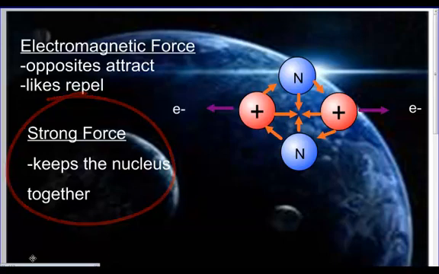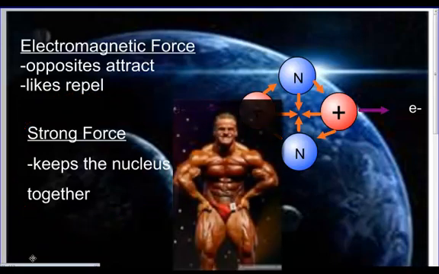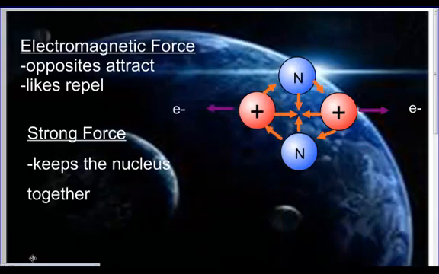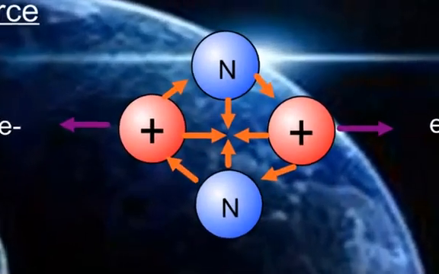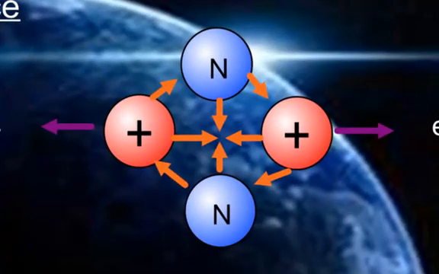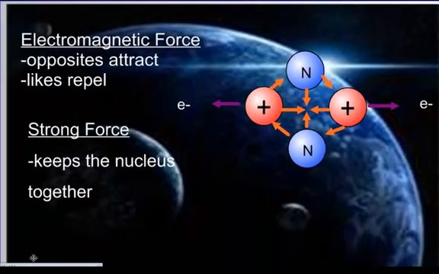Strong force keeps that nucleus together. I think of it as like a bodybuilder, with strong muscular arms keeping that nucleus together because those protons want to repel so much. The orange arrows are representing the strong force, and they're keeping the protons together with the neutrons, and they're also bringing everything towards the center. The purple arrows are representing the electromagnetic force. So all this is kind of keeping together.